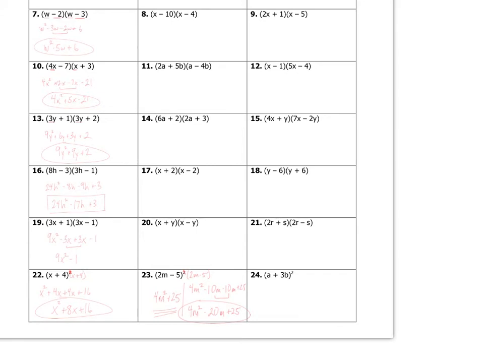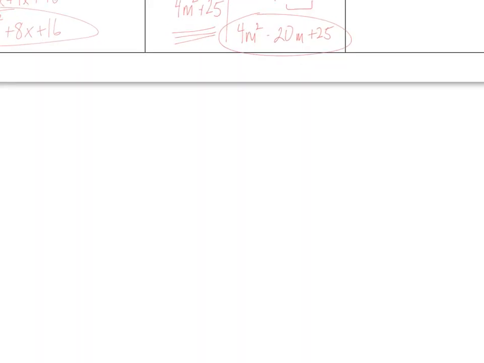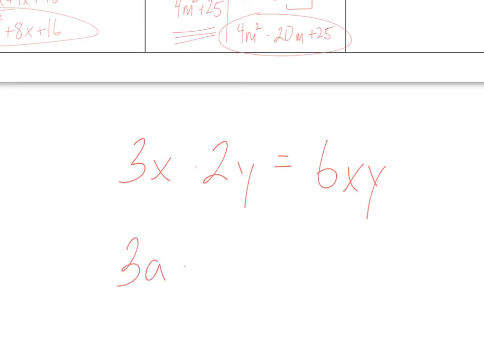I know how to take 4x times 7x and... you know, if you guys run into something that looks like this, if you have something that says, hey, 3x times 2y, right, what does that turn into? That turns into 6xy, right? Keep your variables in alphabetical order, all right? If you had something like 3a times b, again, that just turns into 3ab.